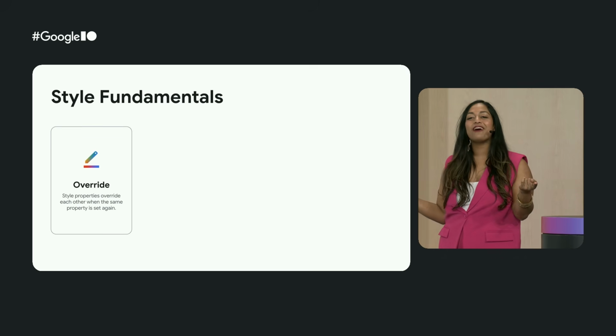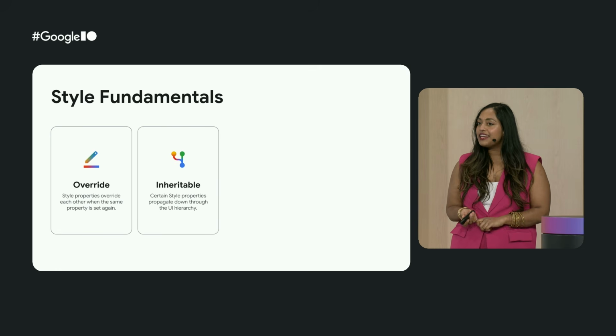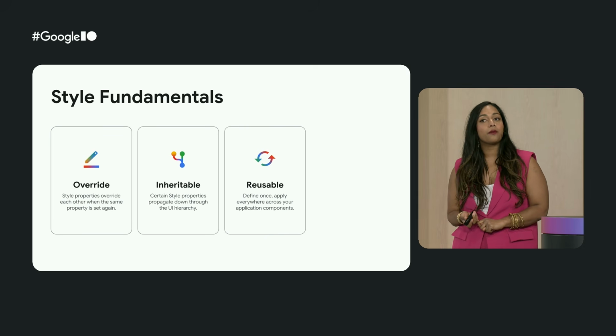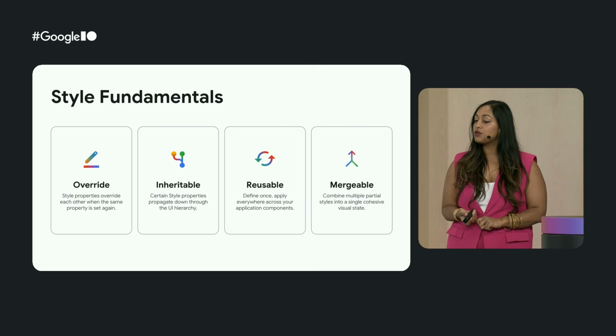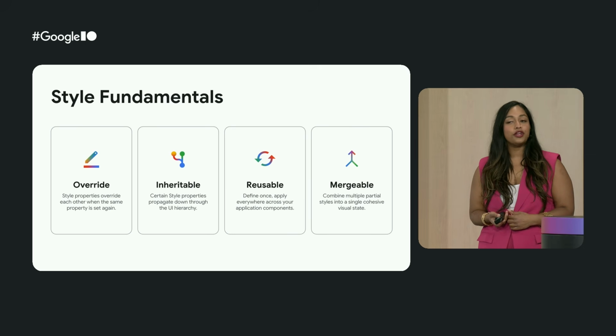OK, fundamental one is that style properties override one another. Second is that style properties are inherited. Third is that styles are reusable. And fourth is styles are mergeable. So we're going to demonstrate all four of these while styling our new Jetsnack button.